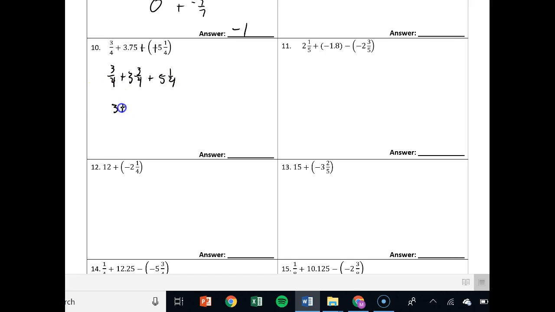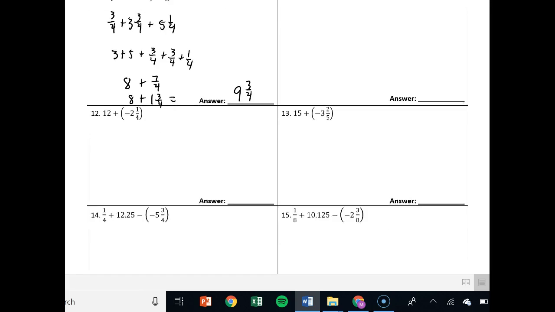So 3 plus 5 plus 3/4 plus 3/4 plus 1/4. That gives us 8 plus 7/4. And then I just have to change this 7/4 into 8 plus 1 3/4. So that gives you 9 3/4. Okay. On number 11, make sure you keep change, so keep that plus positive. And you might want to convert everything to fractions. You might want to convert everything to decimals. It's completely up to you.